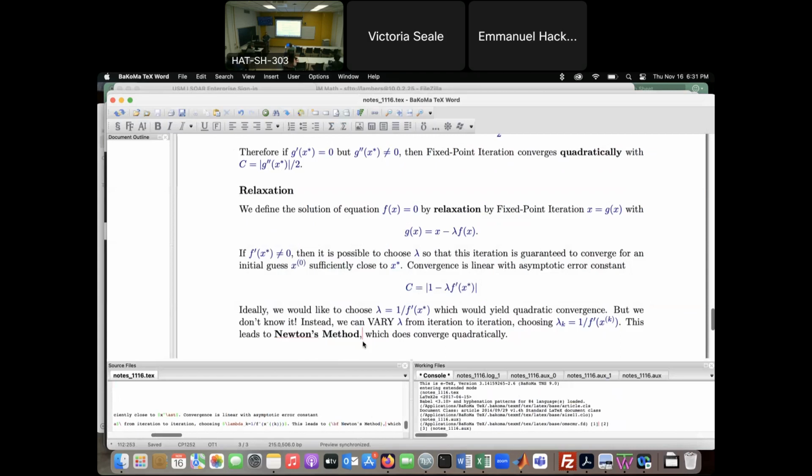Yeah, so on Tuesday the 21st, there will not be class. So our next class will be on the 28th, the Tuesday after Thanksgiving, and we'll cover Newton's method and secant method.